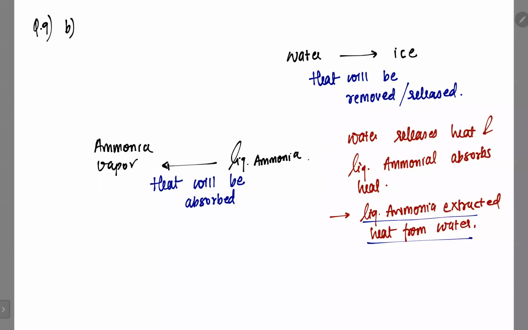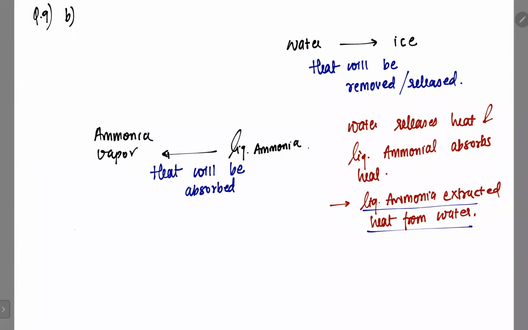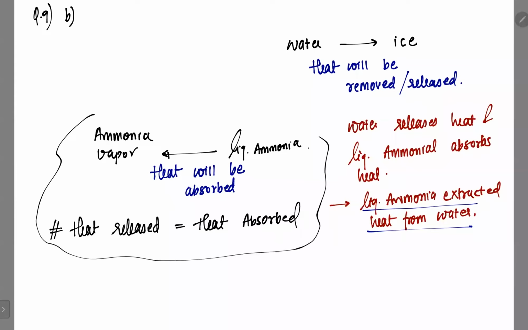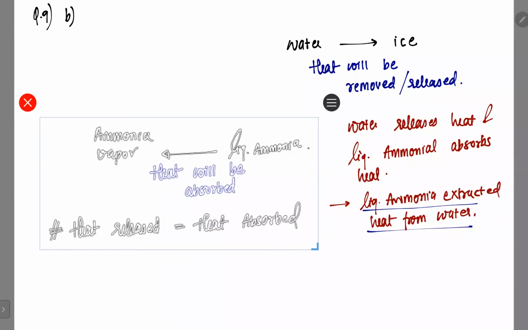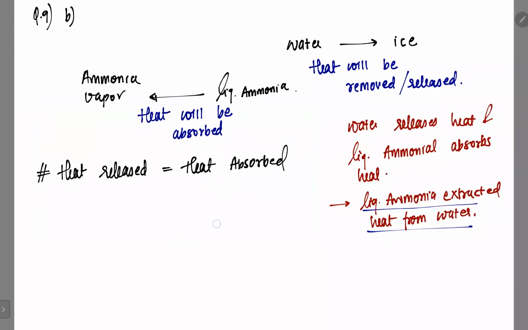Now, if you remember the principle of calorimeter said that heat released is equal to heat absorbed. Do you agree with me? Sir, if we write gained or absorbed, yes. Okay. So the principle of calorimeter says that heat released is equal to heat absorbed. ये clear है सबको?